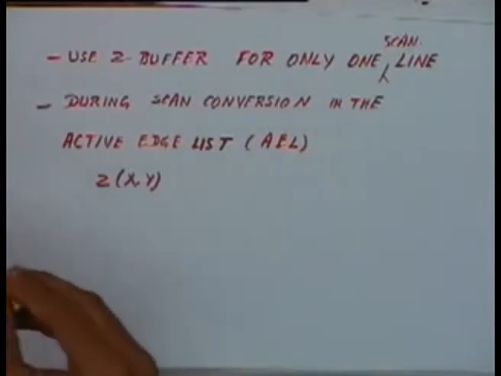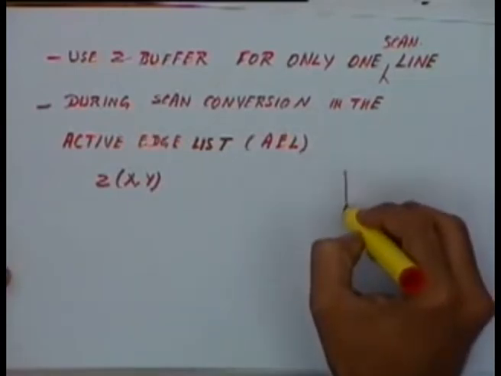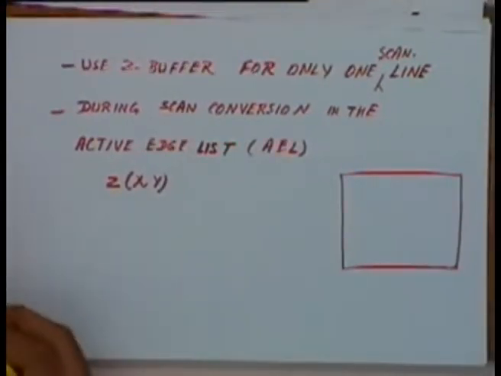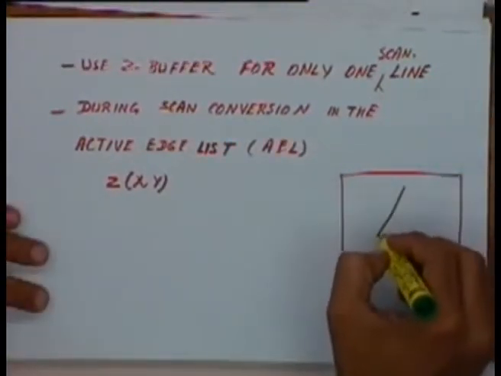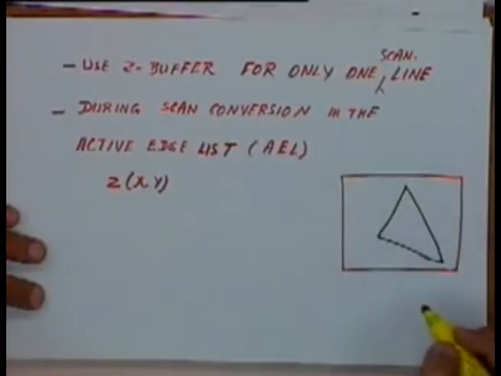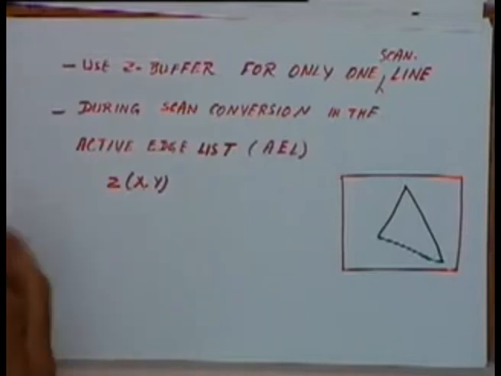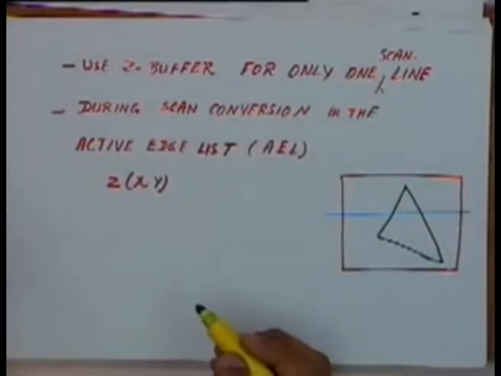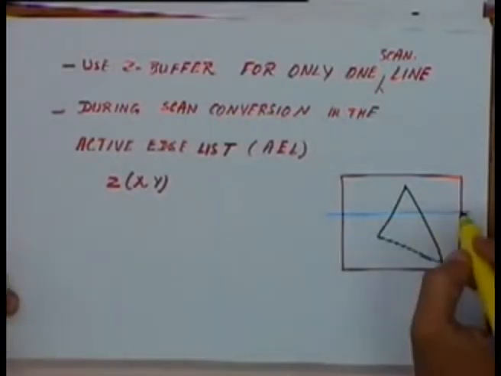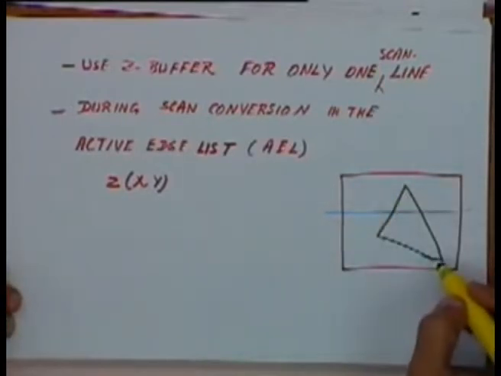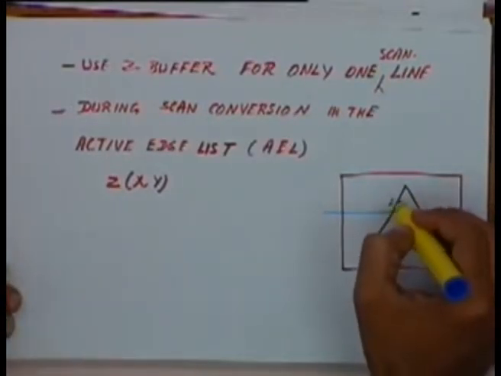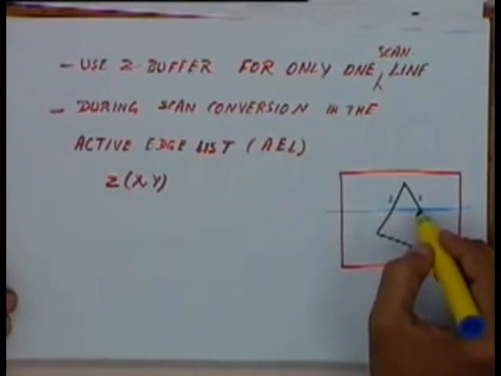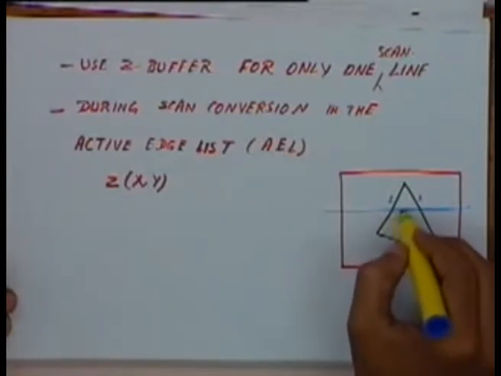How are we maintaining an active edge list? This is the screen. This is a polygon to be displayed. Then the active edge list at a particular scan line will contain the set of edges which are active. That means let's say this is edge number 1 and this is edge number 2. Now we'll use this active edge list to calculate the z value at every point.